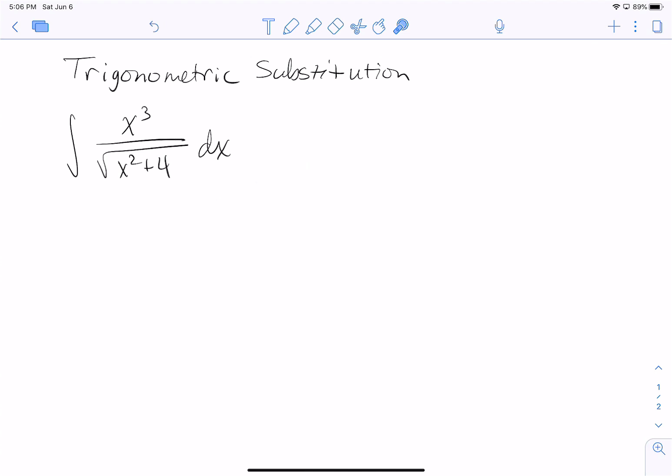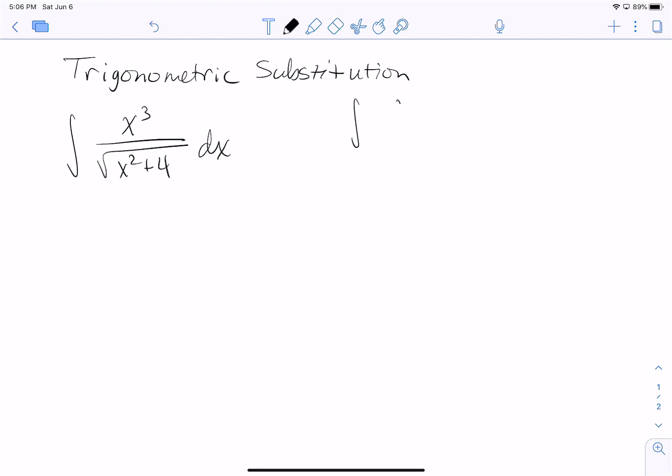When we see certain things in integrals, we start thinking about something called trigonometric substitution. Here we have the integral of x cubed divided by the square root of x squared plus 4 dx. Before I get into how we're going to do this, let's talk about what we're not looking at.